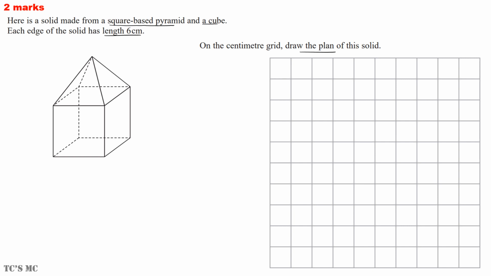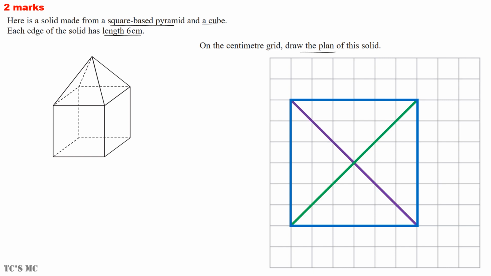If we stand over the top, the outside skeleton would be a square shape, and in this case, the square would be length 6 centimeters. Now we have 1 mark. Because there is a pyramid on top of the cube, we should see diagonal lines to signify that pyramid. And now we have 2 marks.